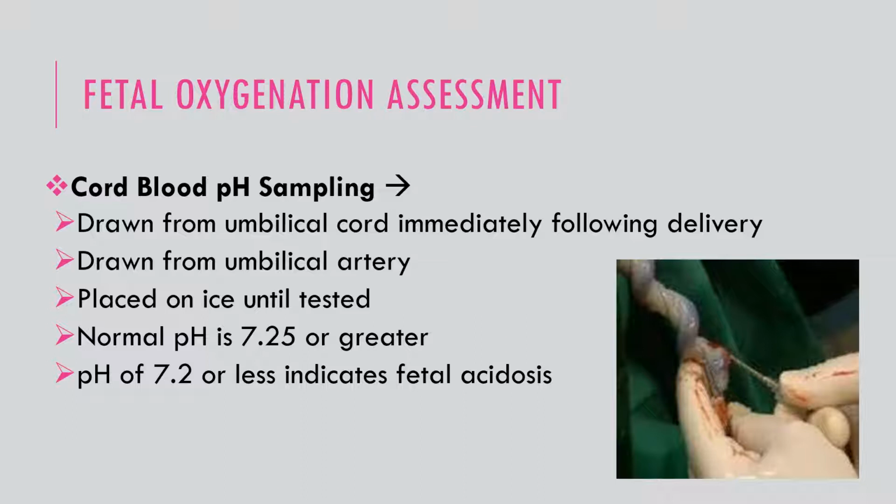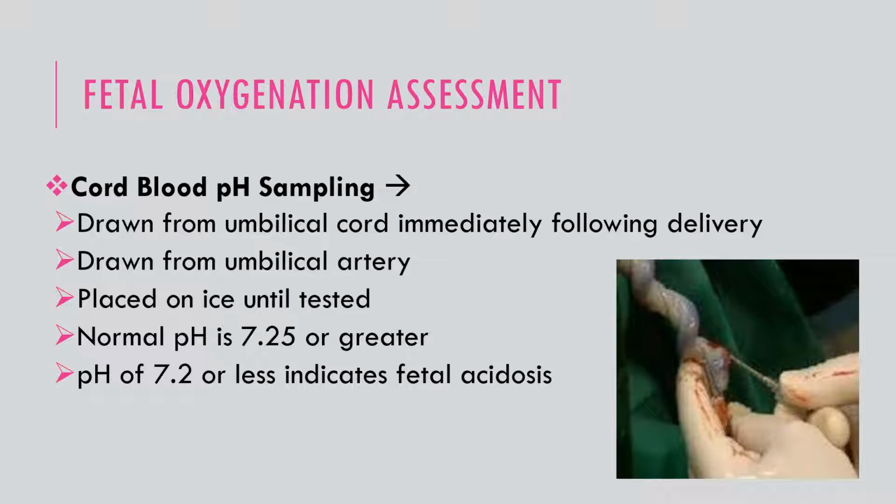Cord blood pH sampling is also something that we can do after delivery. The physician can hand you a section of the cord, and if he asks for a cord blood pH, then you would draw that from the umbilical artery, one of the two, and you do it immediately following delivery, and we put it on ice until respiratory therapy can run it on their machine or the lab. And a normal pH is 7.25 or greater.